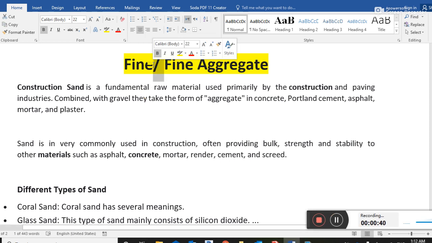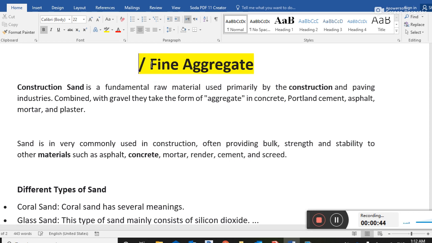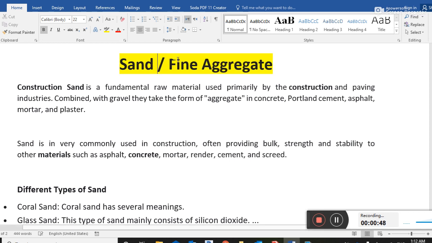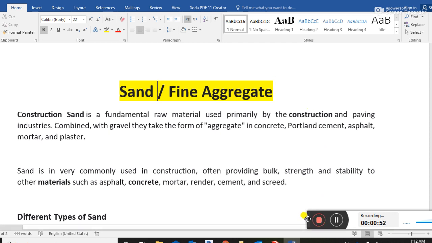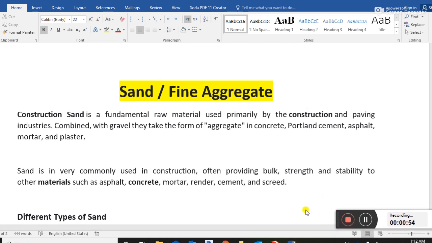Today I just want to discuss a new topic: sand, or fine aggregate. Guys, this material is used for concreting. This is used for plastering, interior and exterior, a much important construction material.